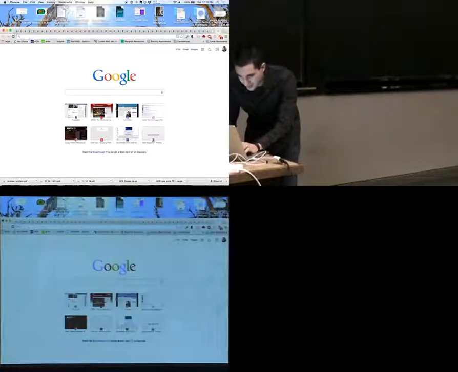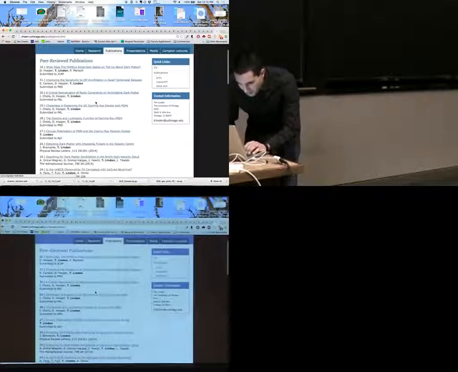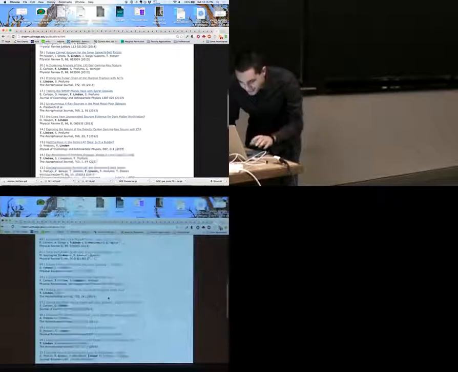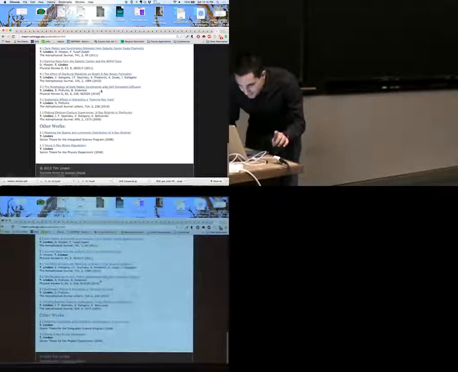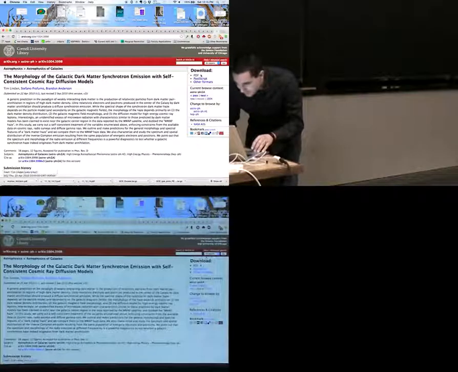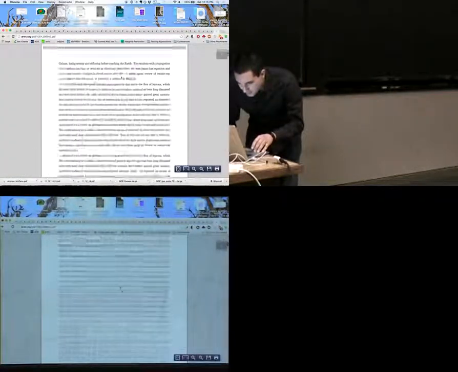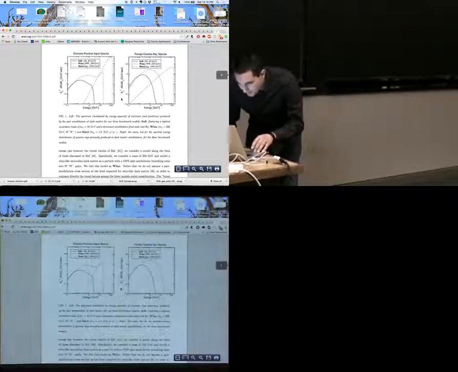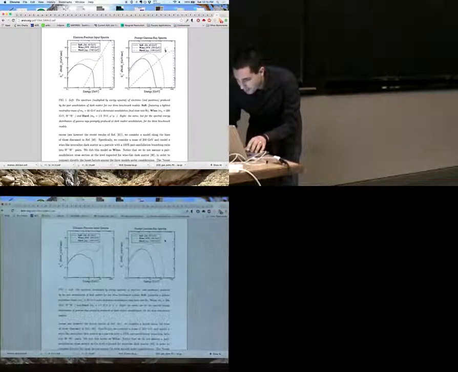Let's see if I can find a good one. I'm going to pick up one of my own papers just because I know where it is, not because I did this, I should mention, just because I know where it is in my own paper. Here we go. So here's gamma rays.